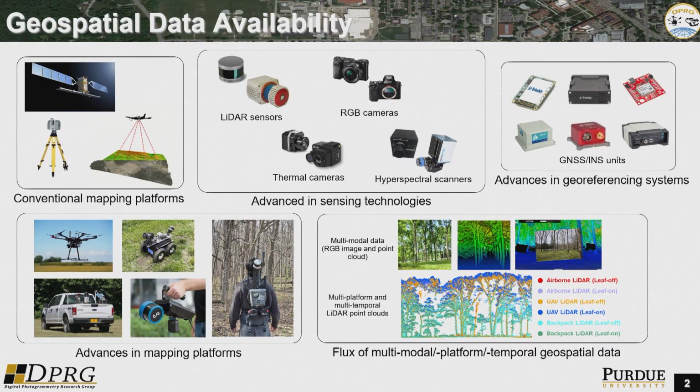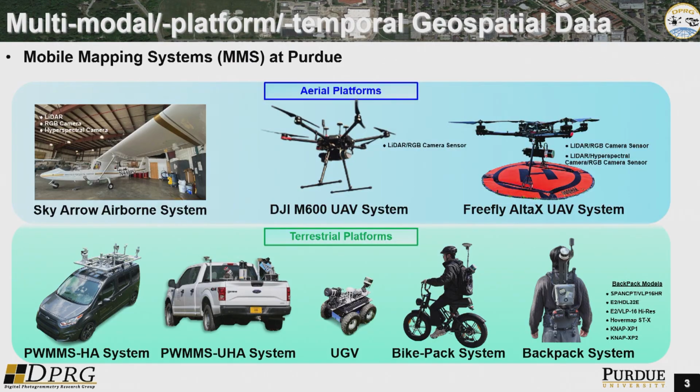And what's really the key advantage of this is that we have a flux of geospatial data, multimodal, where you have imagery and you have LiDAR. You have multi-temporal data. So what you see in the lower right portion is multi-temporal LiDAR data during the season, leaf off, leaf on, in multiple years from different platforms: UAV, backpack, and airborne. This is just as an example.